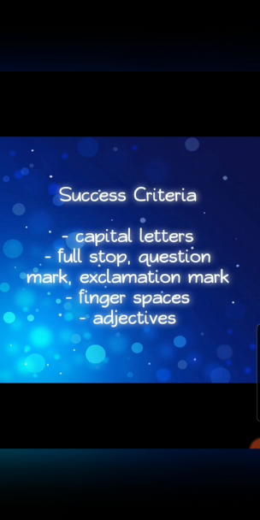Okay, now what I'd like you to do is print out that owl bordered writing paper and write this part of the story. I can't wait to see what you write. Do send it in to me.